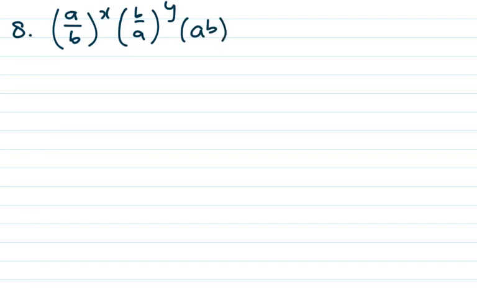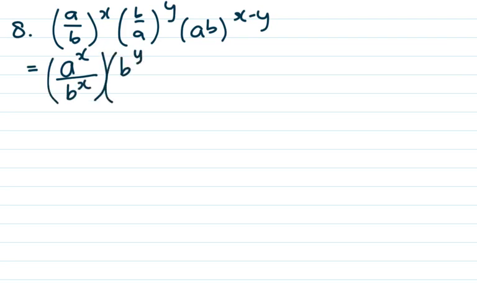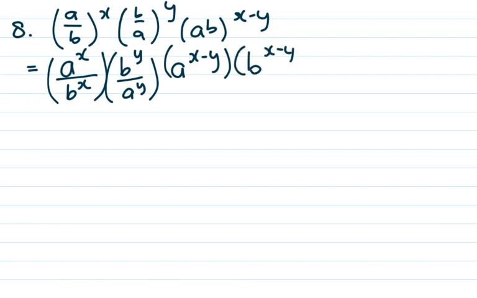Number 8. a over b to the power of x times b over a to the power of y times ab to the power of x minus y. So let's get those exponents into the fractions. So I'll have a to the power of x over b to the power of x times b to the power of y over a to the power of y times a to the power of x minus y times b to the power of x minus y.